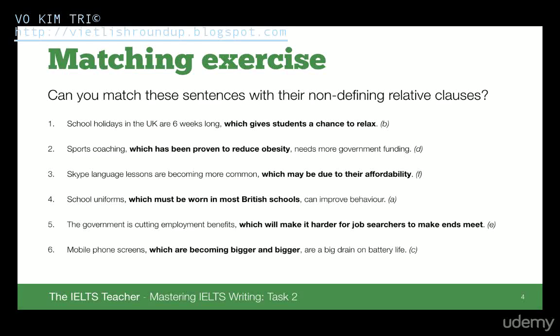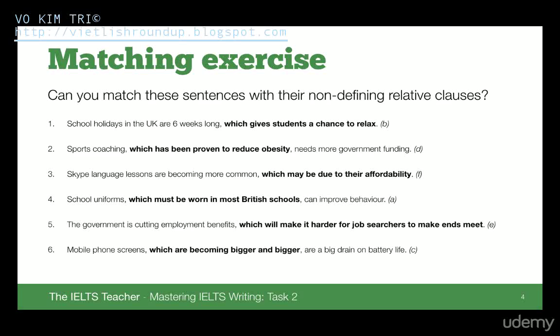School holidays in the UK are 6 weeks long, which gives students a chance to relax. So what we're doing here is we're giving more information about the whole expression. School holidays in the UK are 6 weeks long. We are not trying to give more information about one noun or one subject. We're just giving more information about the whole expression here. Contrast that with number 2, where we're just giving more information about one noun, sports coaching. Sports coaching, which has been proven to reduce obesity, needs more government funding.